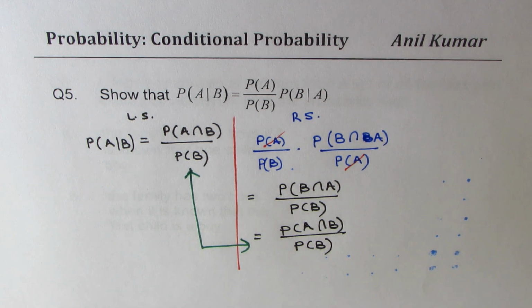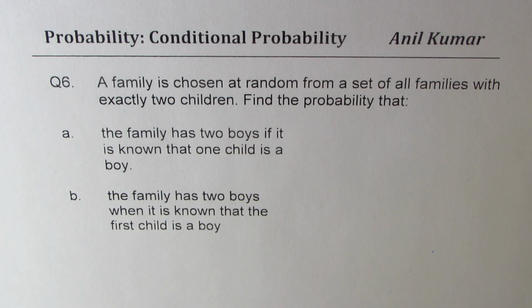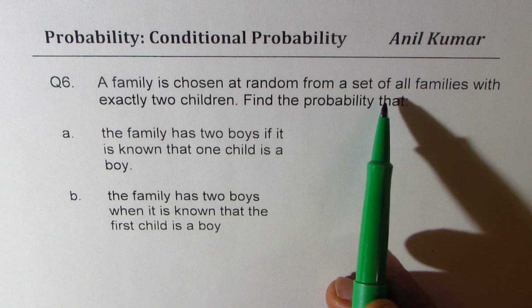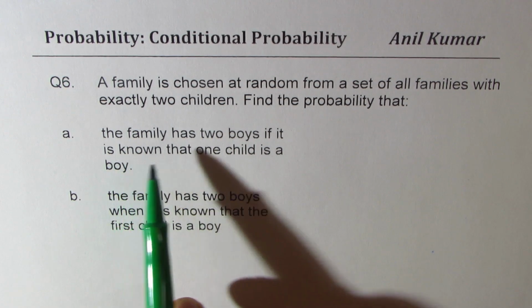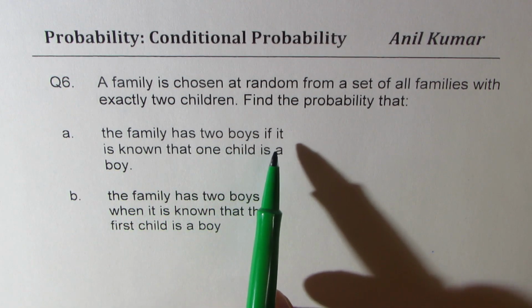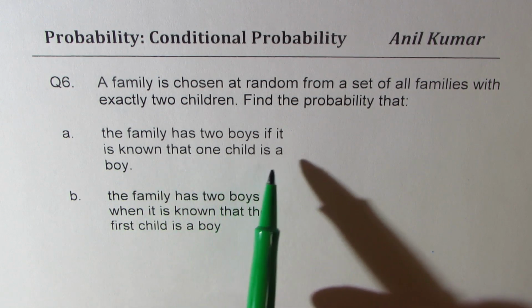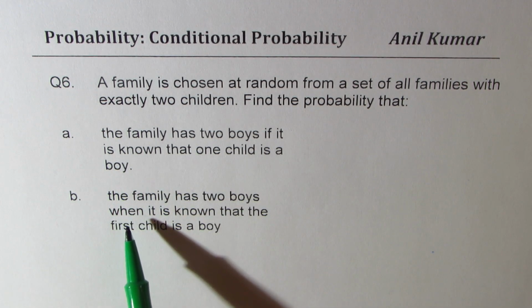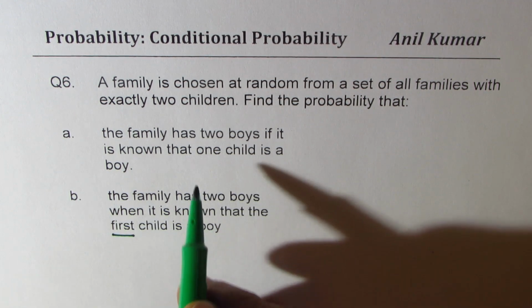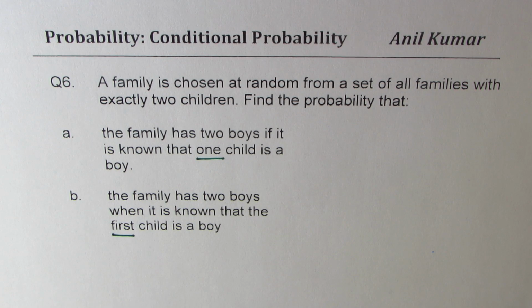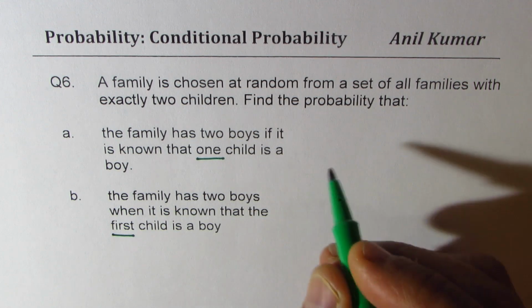Now let's move on and take up the last question, which is question number 6. A family is chosen at random from a set of all families with exactly 2 children. Find the probability that the family has 2 boys if it is known that one child is a boy. Second condition is a family has 2 boys when it is known that the first child is a boy, right? The first is a boy. Here one child is a boy, correct? So in such cases, we can make a tree diagram. That will be a good approach.